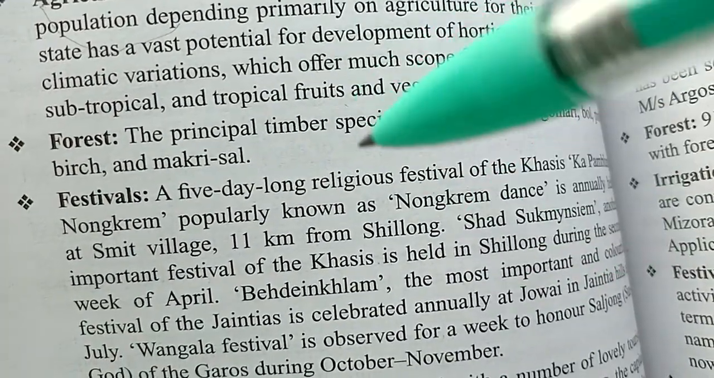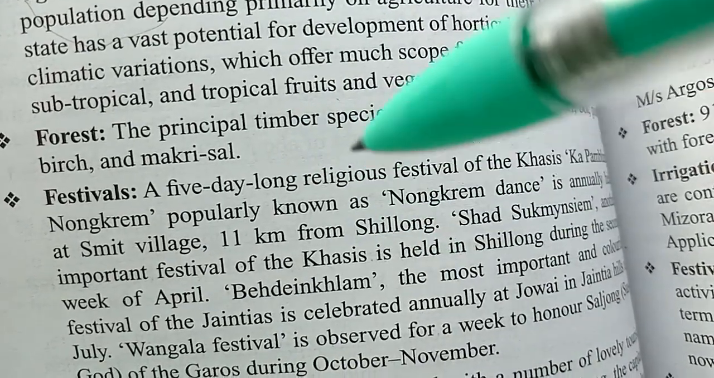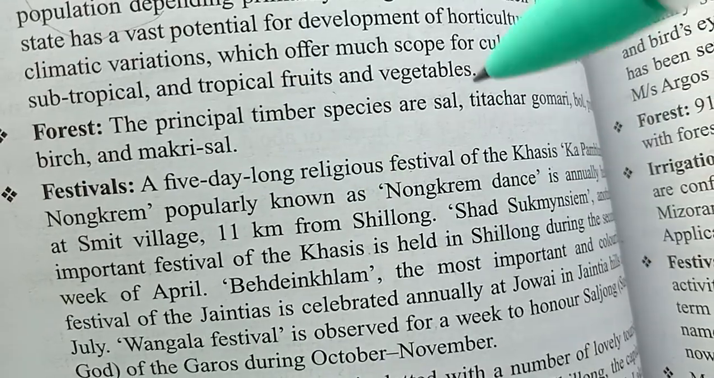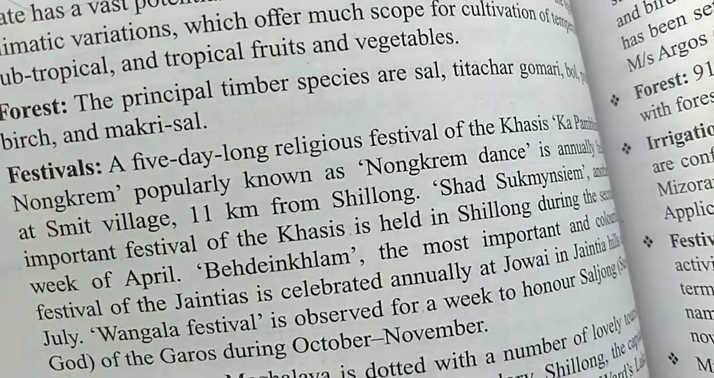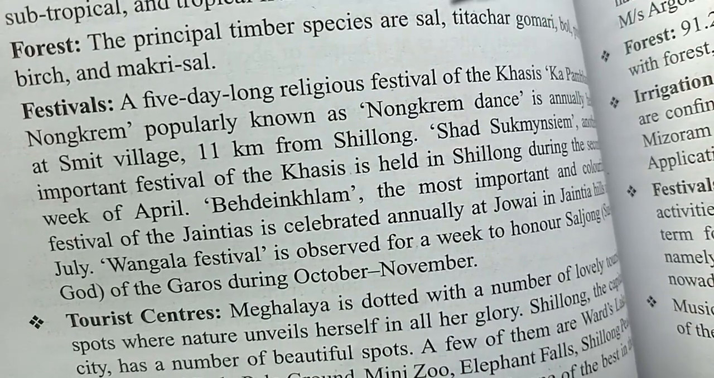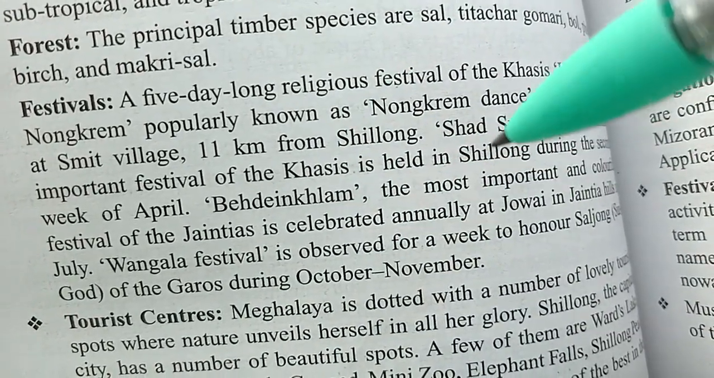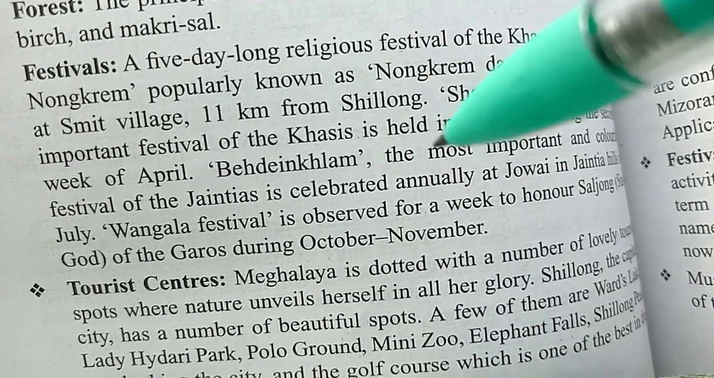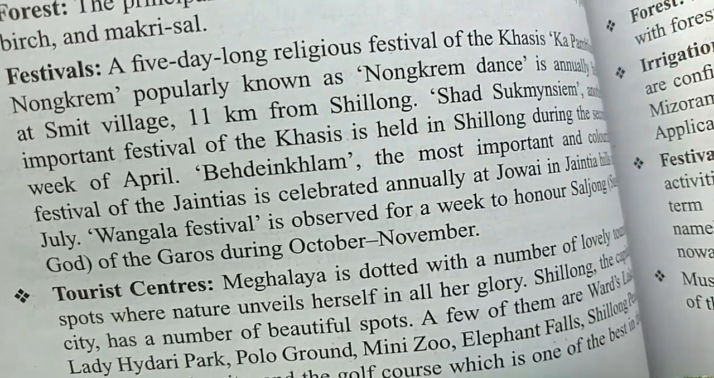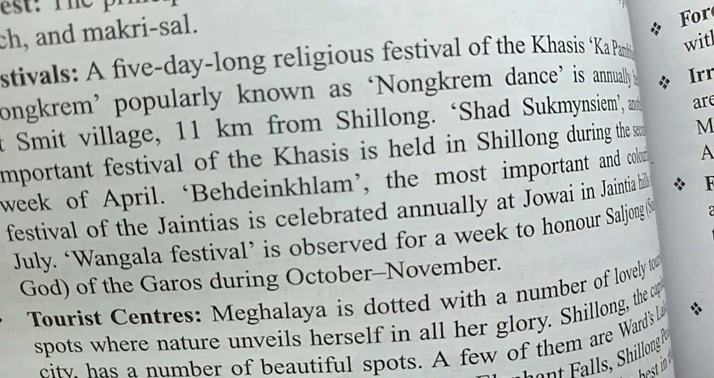Then in the festival section, a five-day-long religious festival of the Khasis is known as Nongkrem dance, 11 kilometers from Shillong. Then there is another in October-November, the Wangala festival at Asanang, for the sun god.